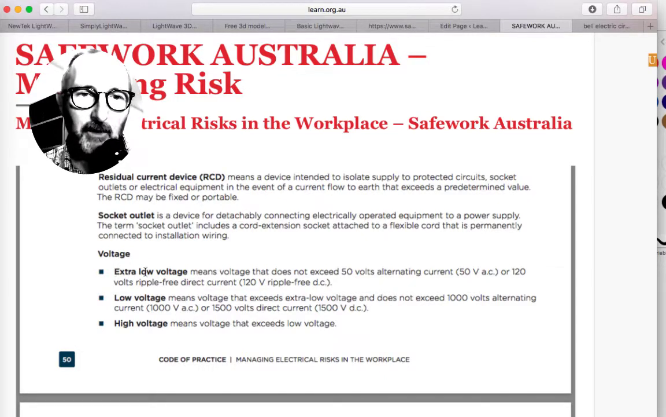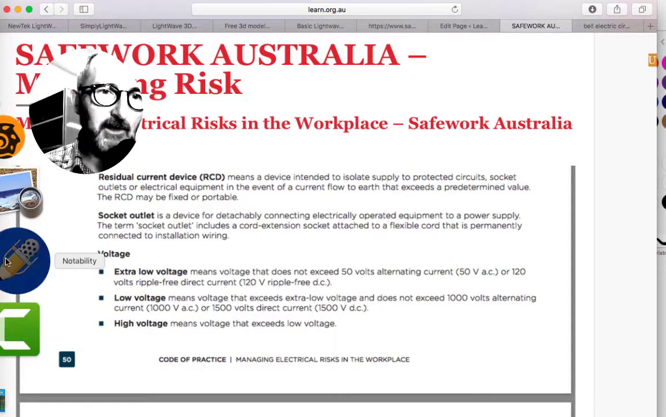Extra low voltage, we've talked about that also, means voltage that does not exceed 50 volts AC or 120 volts DC. So it's pretty weird when you think about it. You know, low voltage we call anything less than 1500 volts. I kind of wouldn't want to put my hand on something that was 600, 700, 800 volts and think, oh, that's okay, it's just low voltage. But nevertheless, that is the definition from Safe Work Australia. And today we've got this first problem talking about high voltage, which by definition here means voltage greater than 1500 volts DC. So let's go back to our question.